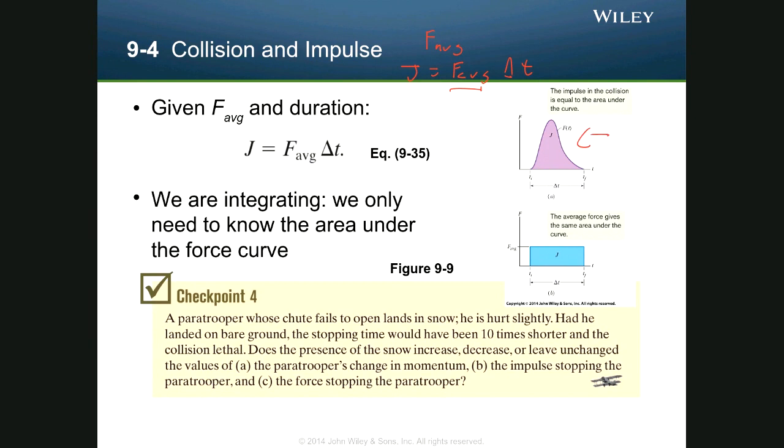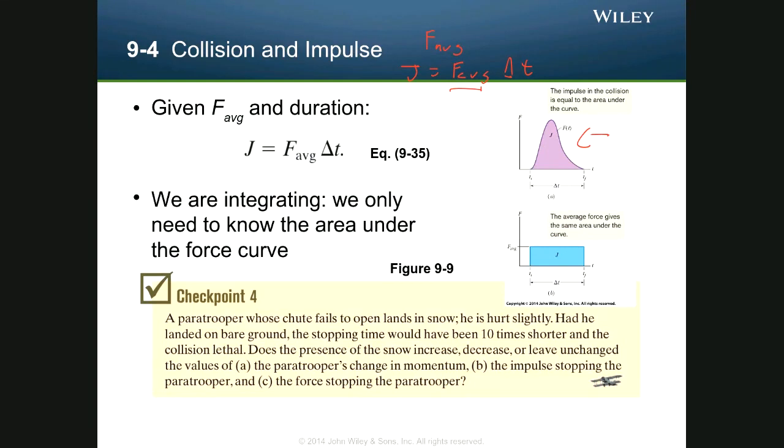So this is a fun one because impulse helps us understand how to survive things like plane falls and gives us some intuition about falling down from large distances. So I like this one. A paratrooper's chute fails to open, lands in snow, and he is hurt slightly. Had he landed on bare ground, the stopping time would have been 10 times shorter and the collision lethal.